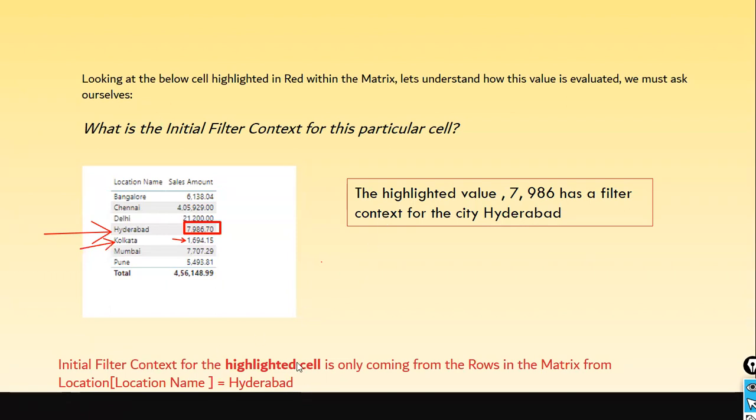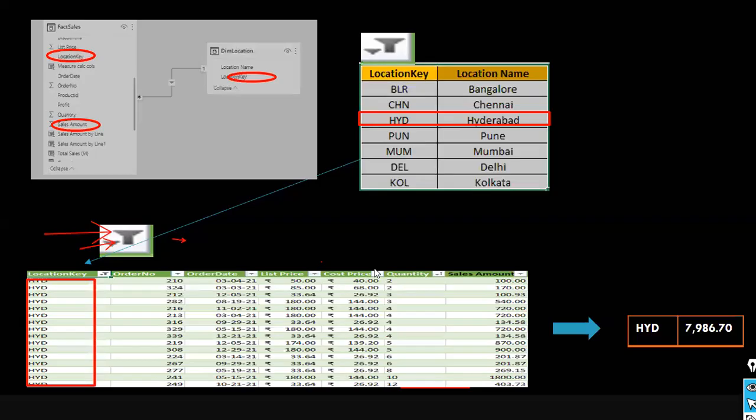The initial filter context for the highlighted cell is only coming from the rows in the matrix. Location name equal to Hyderabad, what is the total sales? Location name equal to Kolkata, what is the total sales? So this is called your initial filter context. The moment you drop any categorical column, in this case location name, it does the filtering automatically by row.